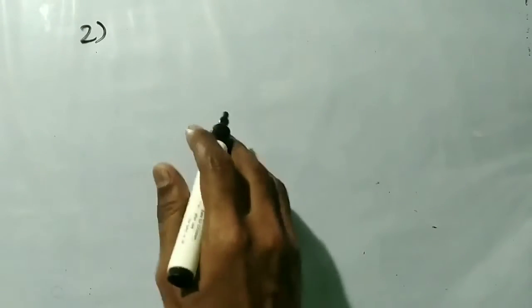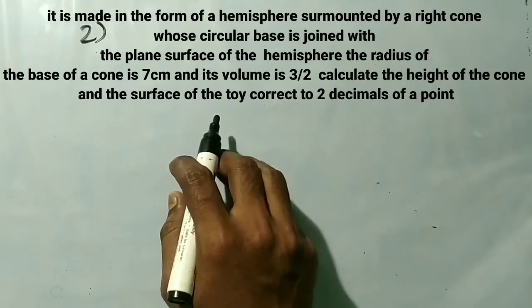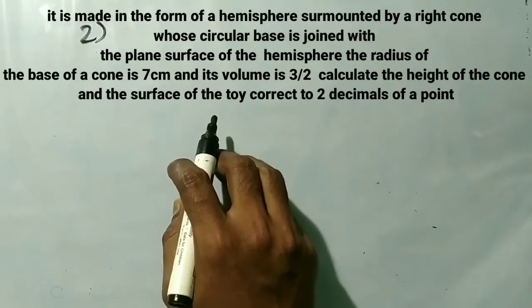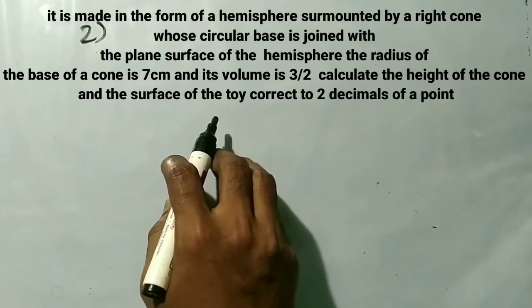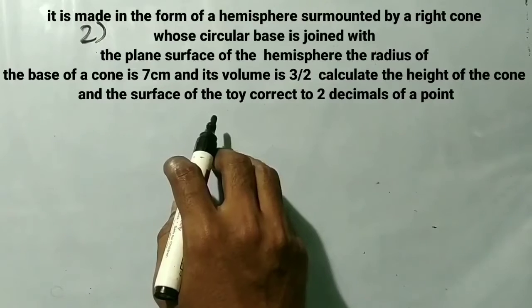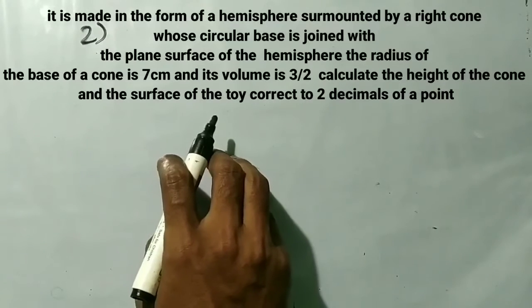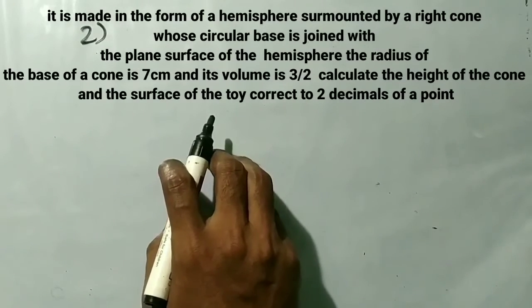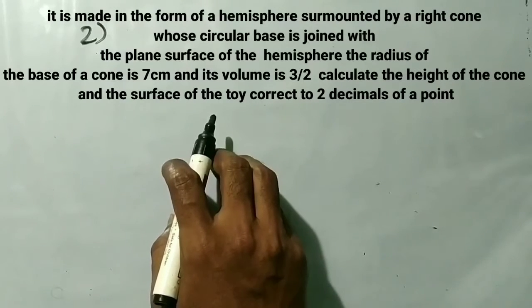Second question. A toy is made in the form of a hemisphere surmounted on a right cone, whose circular base is joined with the plane surface of the hemisphere. The radius of the base of the cone is 7 centimeters and its volume is 3/2 of the hemisphere. They have not given the values directly; they are compared with the values of the hemisphere, so we have to find the value from the hemisphere. Its volume is 3/2 of the hemisphere. Calculate the height of the cone and the surface area of the toy.